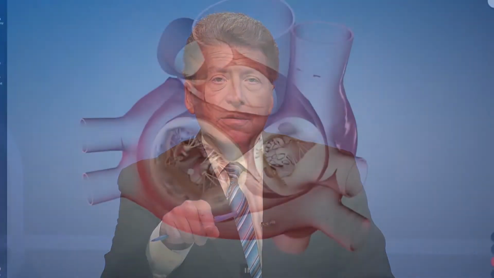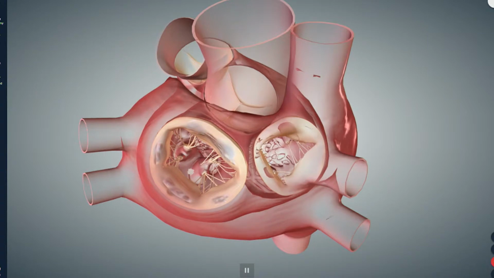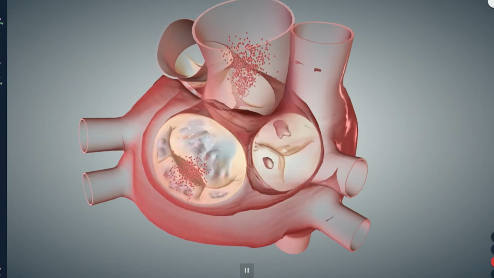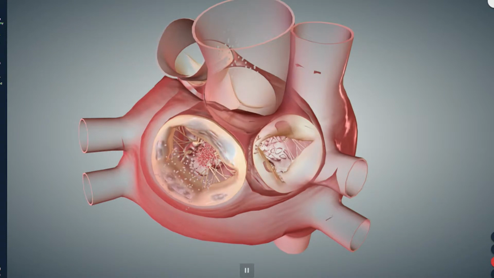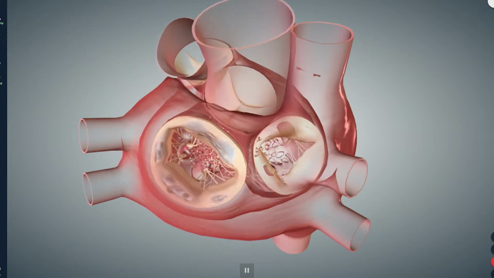So is there a difference in symptoms between aortic stenosis and mitral regurgitation? Patients with aortic stenosis will commonly have symptoms which include chest pain and passing out and shortness of breath. Patients with mitral regurgitation more commonly will have shortness of breath and exercise intolerance if they have severe mitral regurgitation.